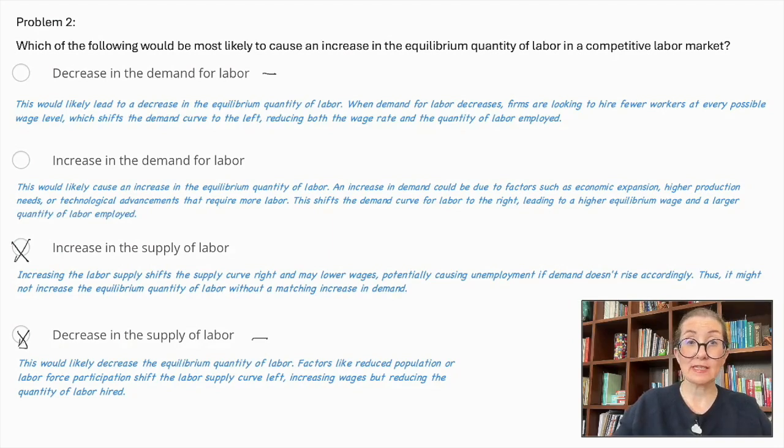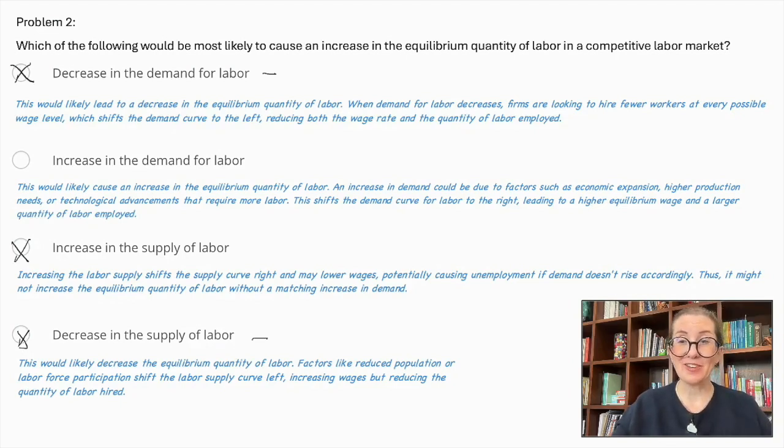Now, decrease in the demand for labor. This would likely lead to a decrease in the equilibrium quantity of labor. When demand for labor decreases, firms are looking to hire fewer workers at every possible wage level, which shifts the demand curve to the left, reducing both the wage rate and the quantity of labor employed. So that is not correct either.